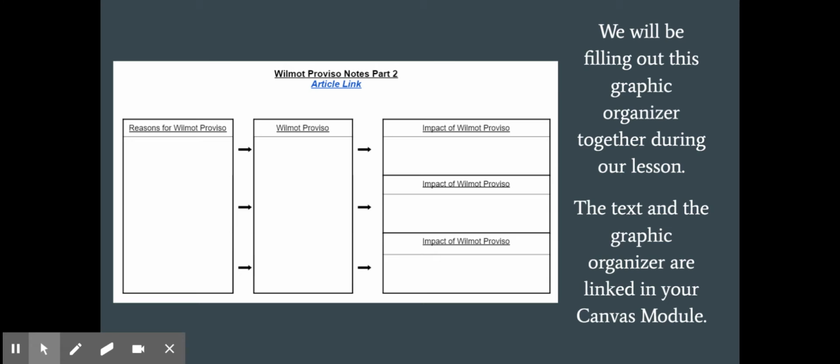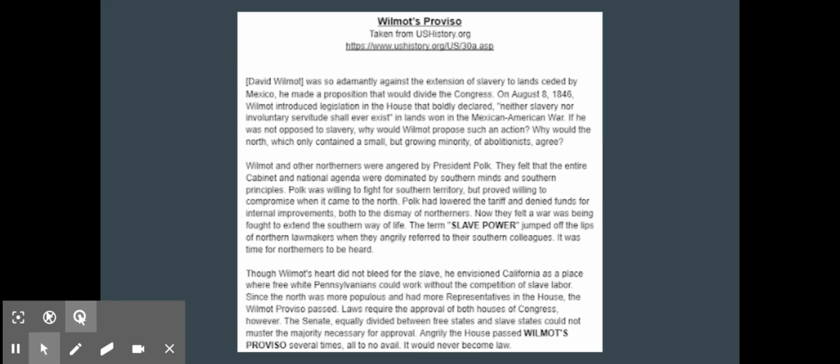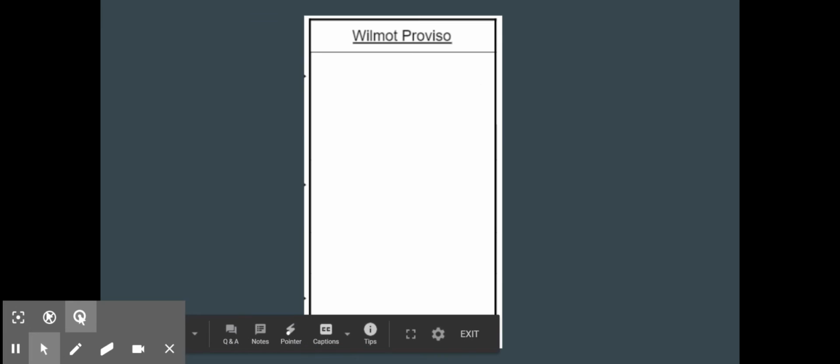We're going to be filling out this graphic organizer together. The text and the digital graphic organizer are linked in your Canvas module. So go ahead and make sure that you have paused and either have gotten this down on paper or that you have pulled up our digital one and are ready to go. And then we're also going to be reading this. Again, go ahead and pause and reread as you need. It's also linked down below. All right, so once we have ourselves all set up, let's go ahead and get started.